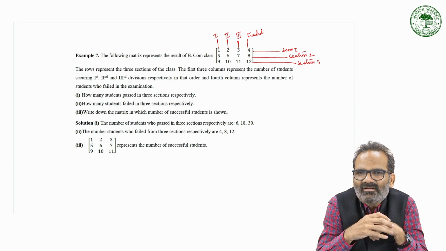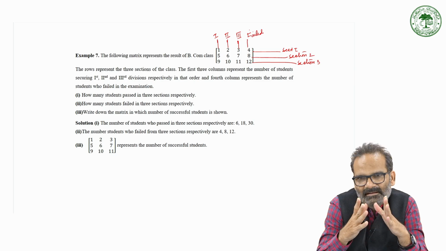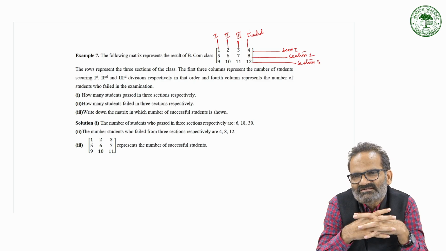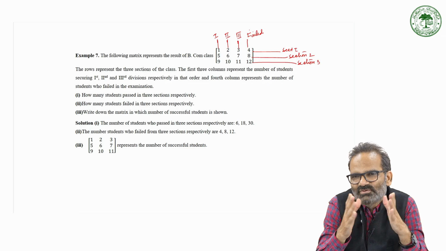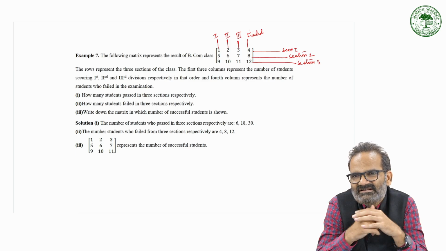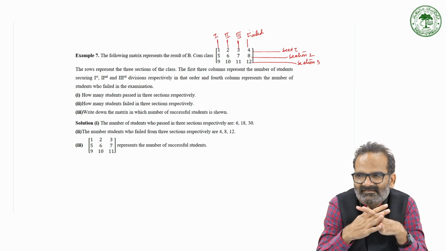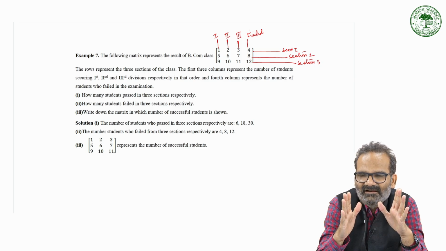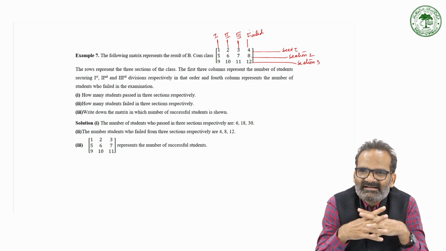Now look at the columns. The first column represents those students who secure first division. Second column represents those students who secure second division. Third column represents those students who secure third division, and fourth column represents those students who failed. Clear? Are you getting the data? How the matrix is being represented here? So how do you understand it?